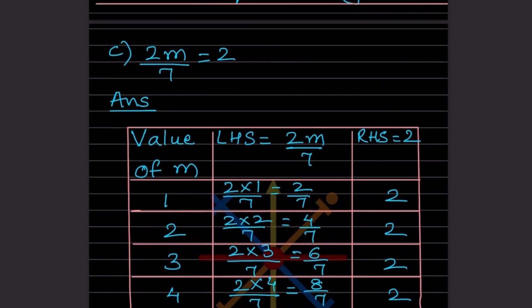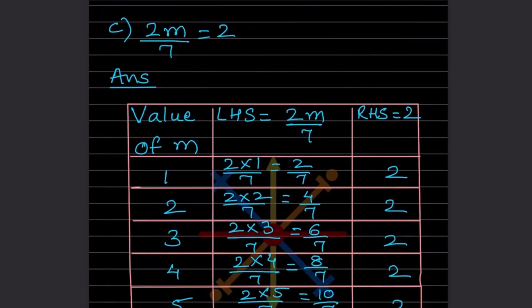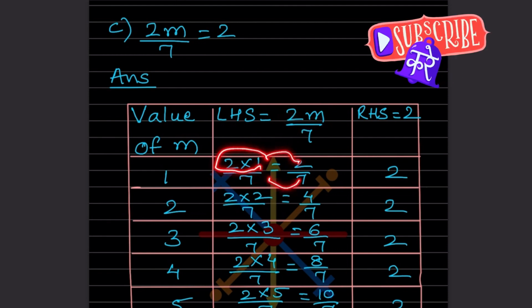Now let us go for the next one. For m, here 2m by 7 is 2. Take the value of m. Look here, 2, m is 1, and this is 7. So what does this say? 2 into 1 is 2, so 2 by 7, and this is 2. So no.